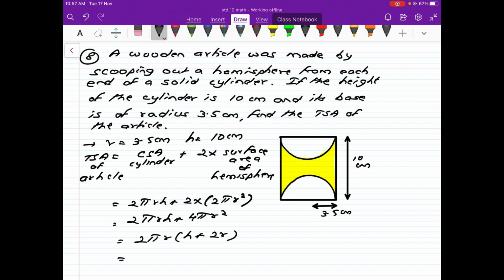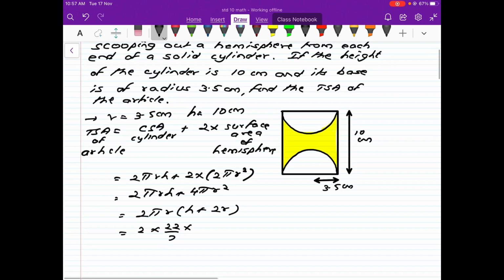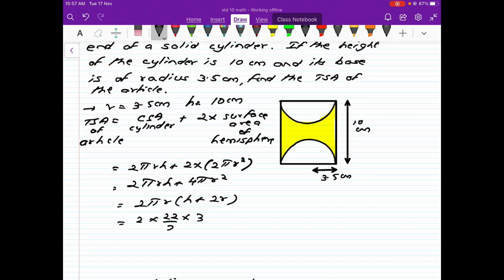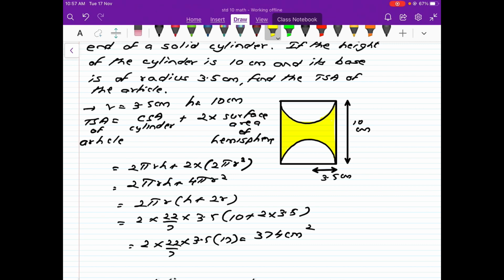So we will put in the simple values in this. So this is 2 into 22 by 7 into the radius is given as 3.5, the height is 10, and this is 2 into again radius is 3.5. So this is 2 into 22 by 7 into 3.5, and this is 10 plus 7 is 17. So we are getting the value of 374 centimeter square. So that is the TSA of the remaining solid.